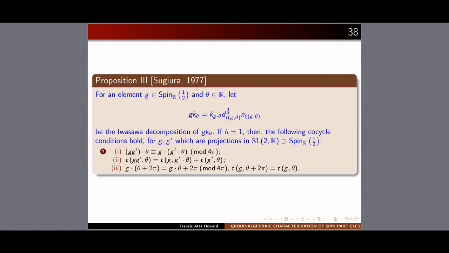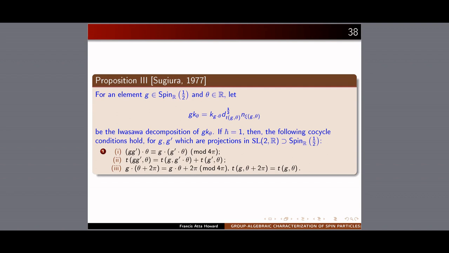Now from there we come to a proposition by Segura, but I lifted the case to spin particles to see how a spin particle could look at that. For any element G in the real form of the spin half, where theta is also real, we let G K_theta be K, D, and N. Now you've noticed that I'm finding the product of the Lie group G with the compact subgroup K_theta. So we have cos theta, sine theta, minus sine theta, cos theta multiplying the Lie group G. And this gives also another form of Iwasawa decomposition because it is still compact, with diagonal or abelian D, and nilpotents, which is also that form.